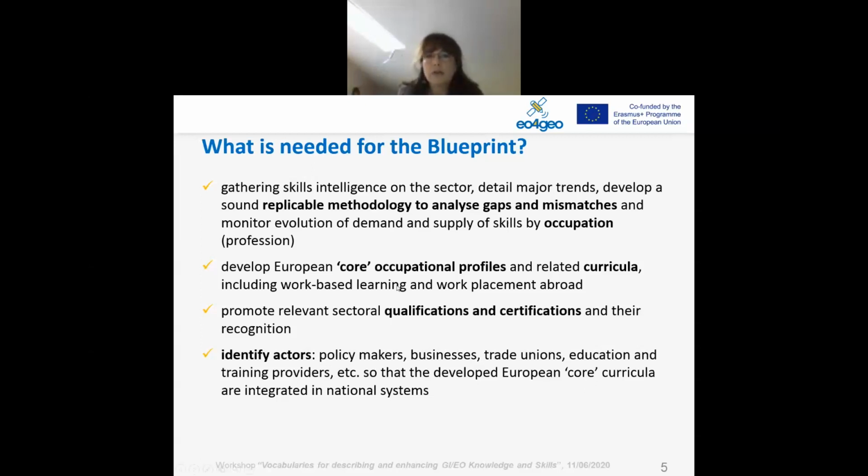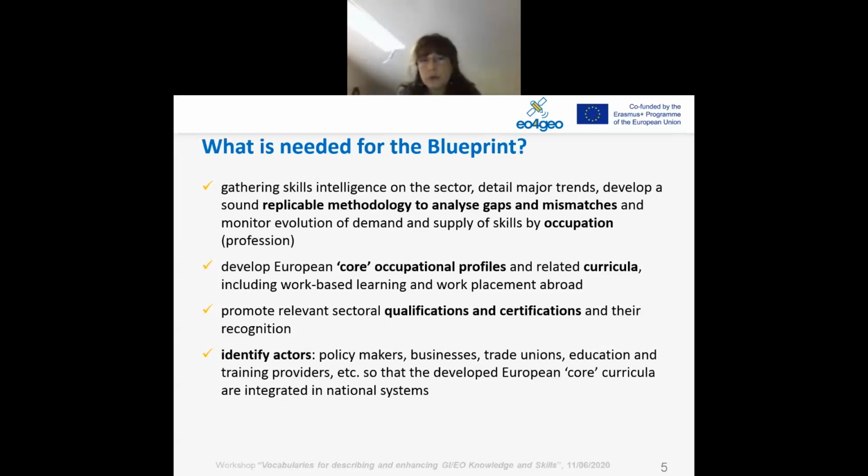So according to the identified gaps and mismatches in a blueprint project like EO4GEO, you have then to develop European core occupational profiles and related curricula. So which should include components of work-based learning and of mobility, so work placements possibly abroad. This in order to promote relevant sectoral qualifications and also certification and recognition for the reason I was mentioning before of mutual recognition and circulation of people across countries.